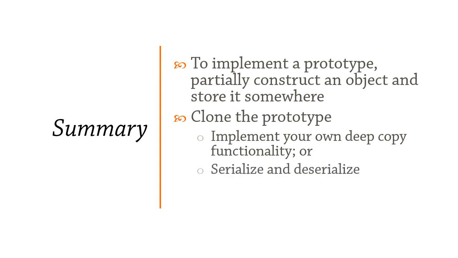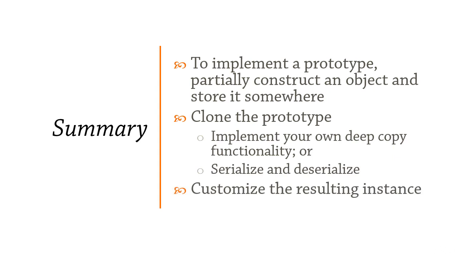So the simpler way is to take the object graph, serialize it, and deserialize it. Serializers are very useful because they actually traverse the entire object graph, and so this is a nice and simple way of actually making a deep copy of an object. And once you've made a copy of the object, all that remains is for you to customize the resulting instance and actually start using it in your code.